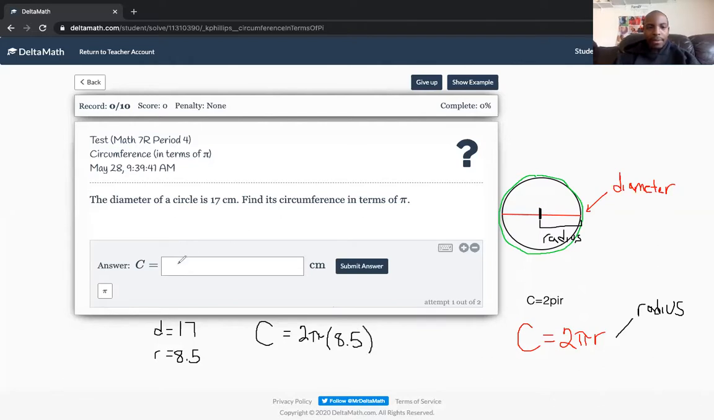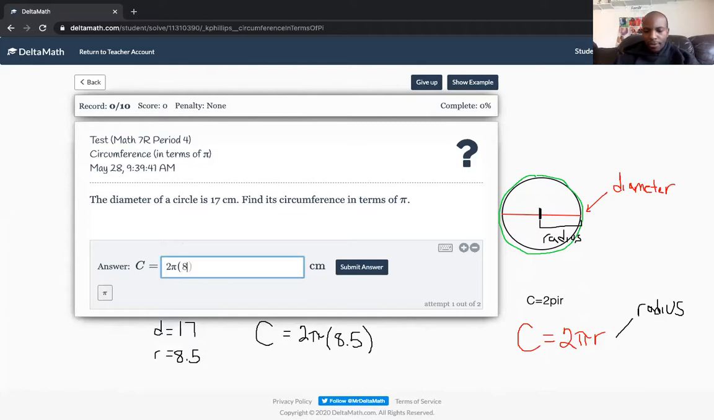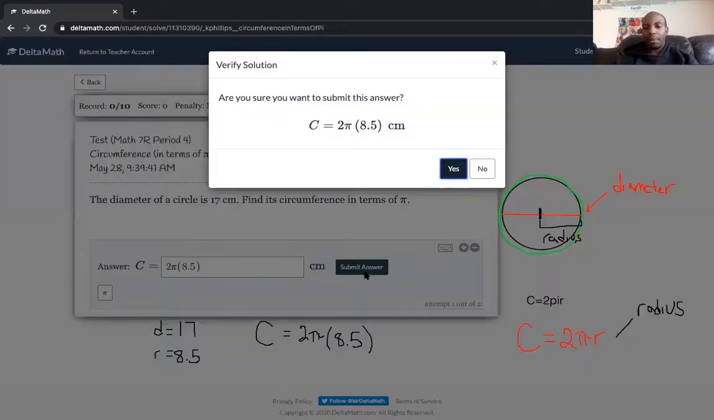Right. Now can I type that in as my answer here? Yes, I could. I could type in 2 pi symbol parentheses 8.5, but they may want this to be completely simplified. Now, I'm going to try to submit it to see if it's going to give me a check to see if it's right, but they may not give me a check because they may want it to be fully simplified, and I'm going to show you what that means in a second, but let me check it.